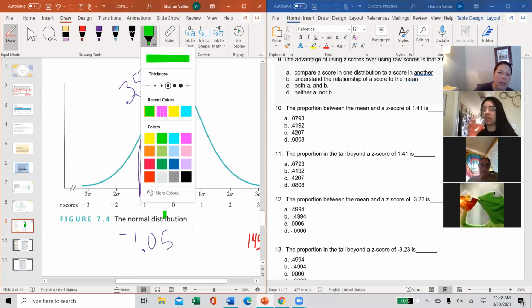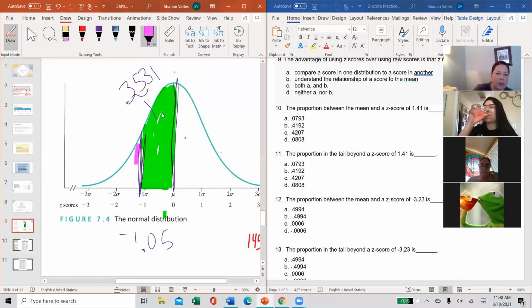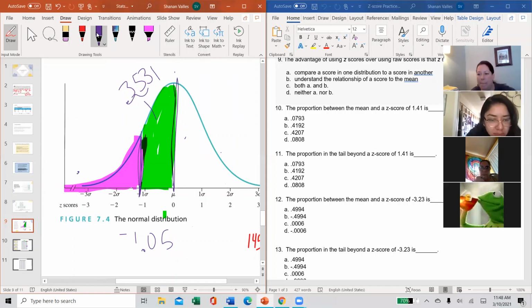All right, what's the proportion in the tail beyond a z-score of negative 1.05? Do we have that value? Can you see it? It's probably so small, huh? Oh, I get 1469. Yeah.